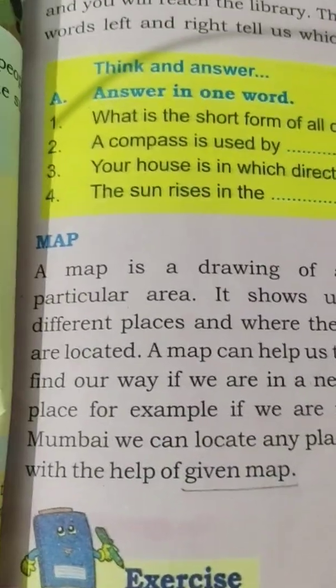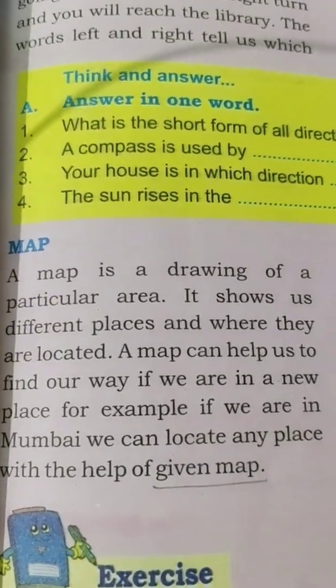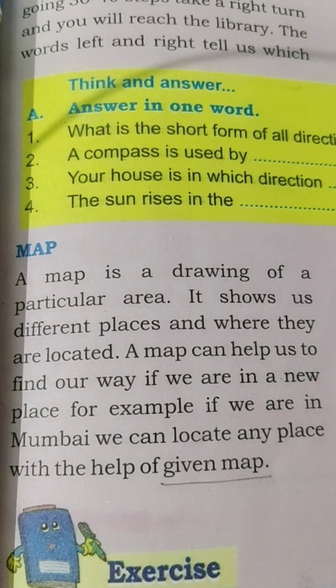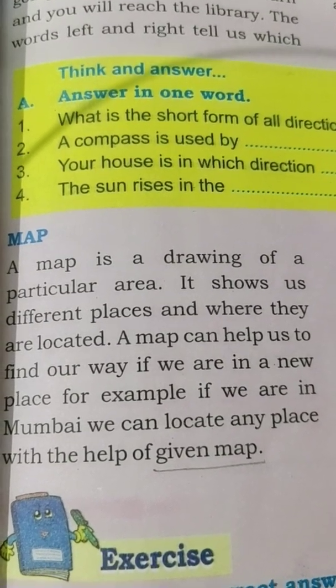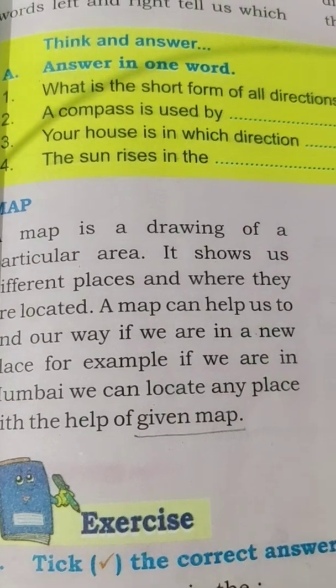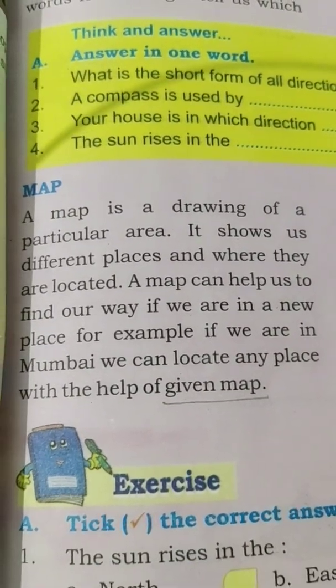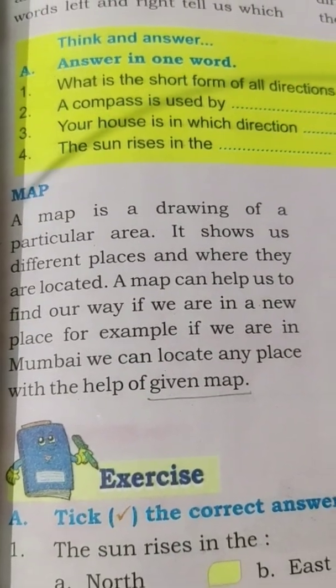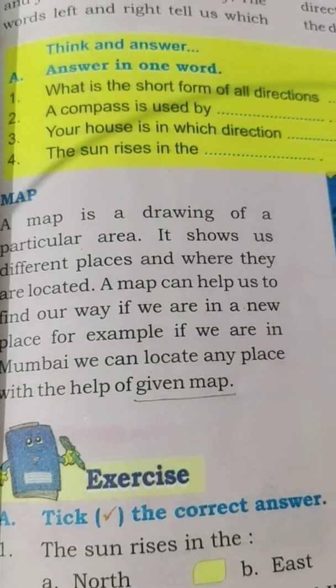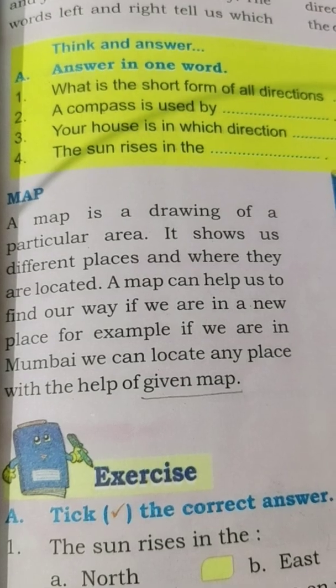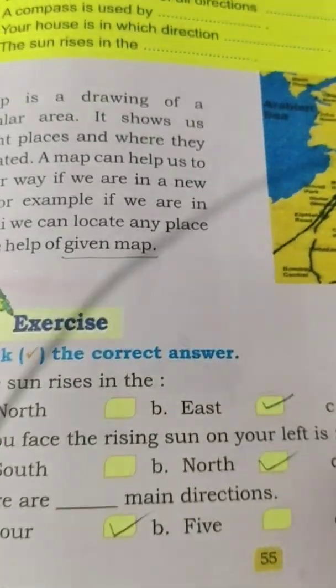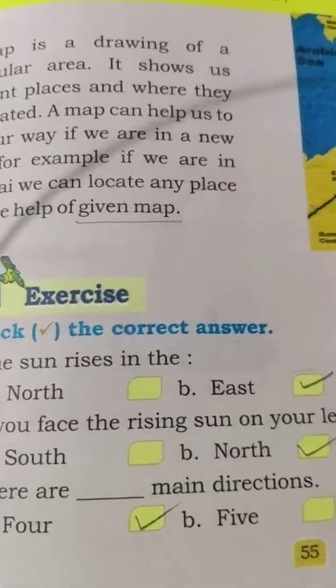Children, next we will see what a map is. A map is a drawing of a particular area. It shows us different places and where they are located. A map can help us to find our way if we are in a new place. For example, if we are in Mumbai, we can locate any place with the help of the given map. So children, see, this is a picture of a map of Mumbai.